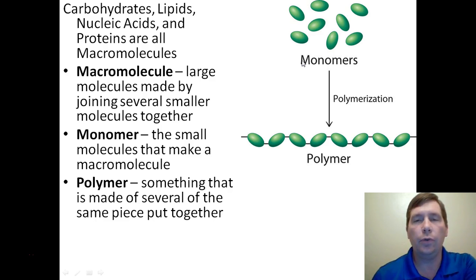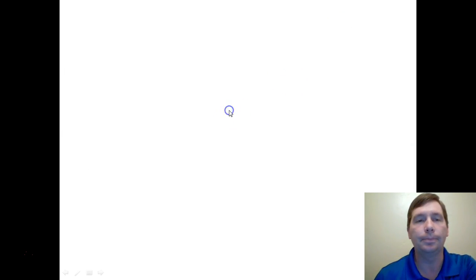So as we go through and talk about these 4 types of macromolecules, carbohydrates, lipids, nucleic acids, and proteins, for each of these you need to know the monomer that makes them up. They are all polymers, meaning they're all made of the exact same piece, just lots of them put together. So for each of the 4, you should know what the monomer is that makes up that macromolecule.